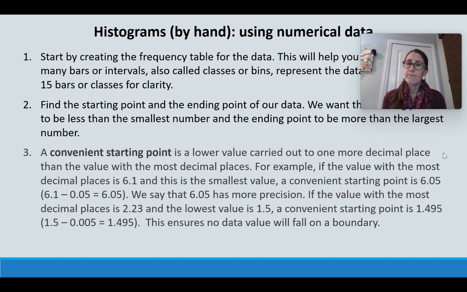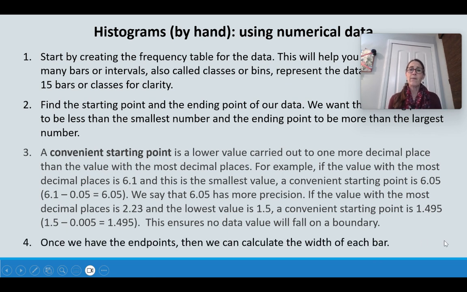6.05 has more precision. If the value with the most decimal places is 2.23 and our lowest value is 1.5, we might do 1.495 as our starting point because it has one extra decimal place than 2.23, and it's smaller than our smallest value of 1.5. This helps us make sure that none of our data values are going to fall on a boundary. Once we have the endpoints, then we can calculate the width of each bar. We take the largest value, subtract the smallest value, and then divide by the number of bars we want, and that tells us what the intervals are for each bar.